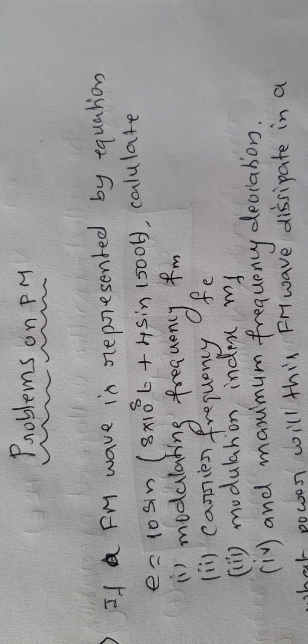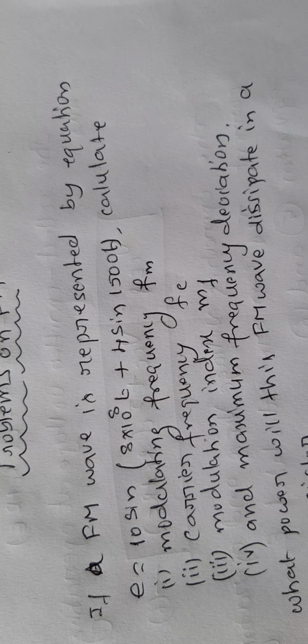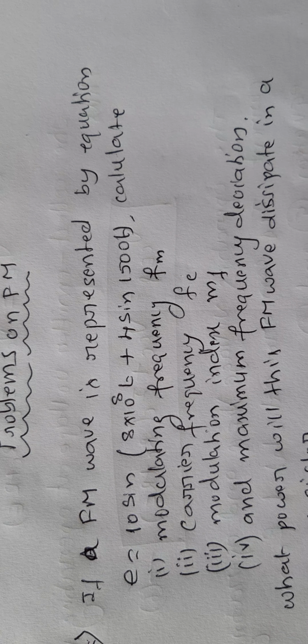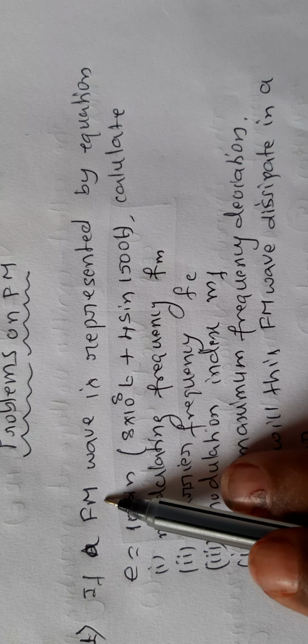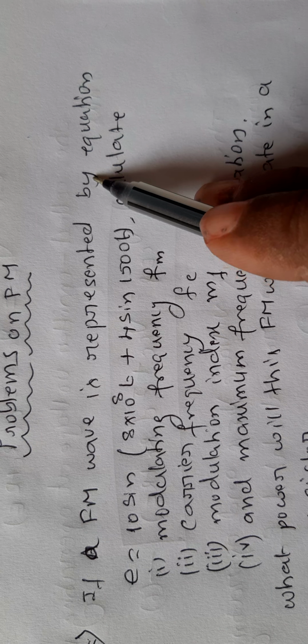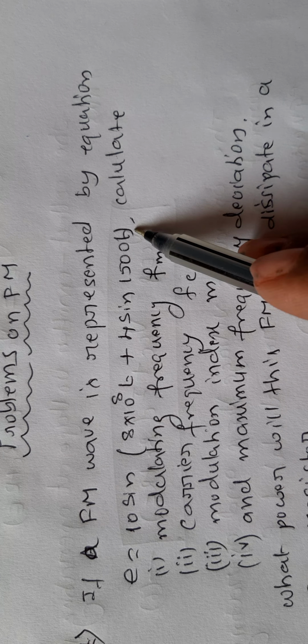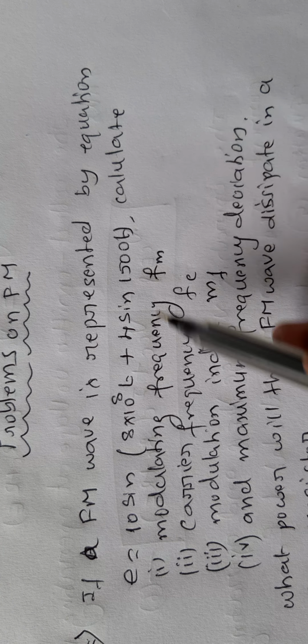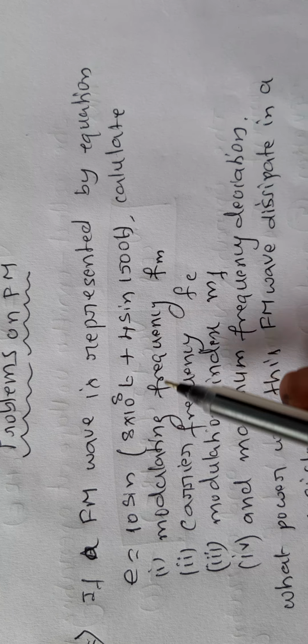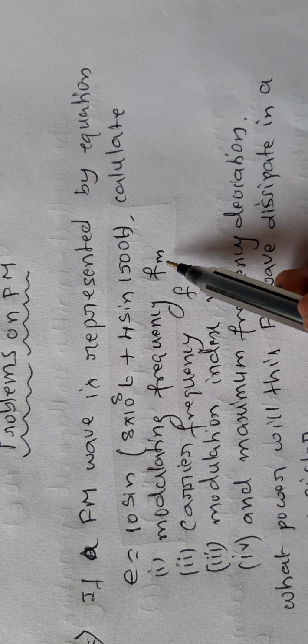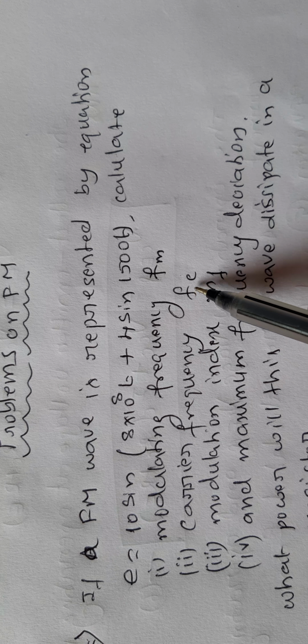The first problem. It is given that a frequency modulated wave is represented by the voltage equation E equals 10 sine of this value. Then you calculate all these things. Calculate the modulating frequency fm, that is the message signal frequency. Calculate the carrier frequency fc, that is the frequency which will carry the message signal, and the depth of modulation, that is the modulation index, mf.